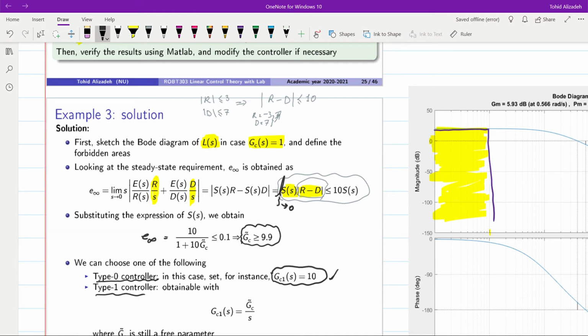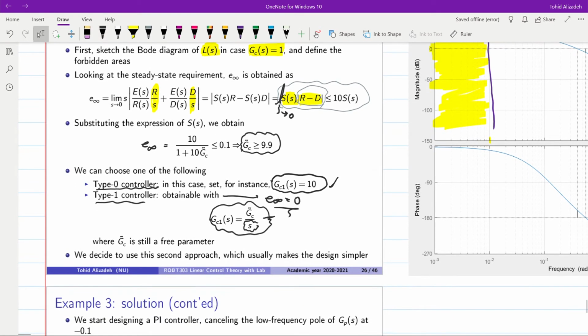The second option would be to use a type 1 controller, where we place a pole of the controller at the origin, and the controller in this case will be in the form of GC1 equal to GC tilde over S. So the generalized gain in this case will be a free variable. Because the type of the system will be increased by 1, the steady state error will be already equal to 0. And then we can use the GC tilde for other purposes. In this example, we are going to follow the second case. So we will have a pole at the origin to make the steady state error equal to 0.